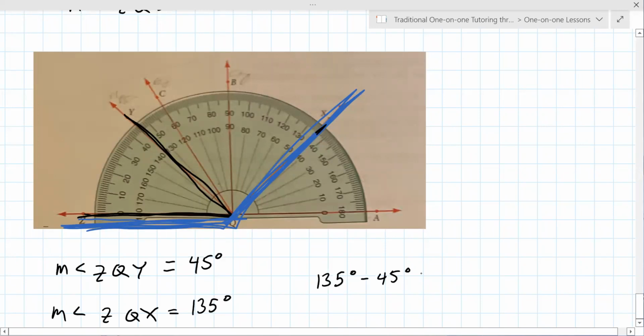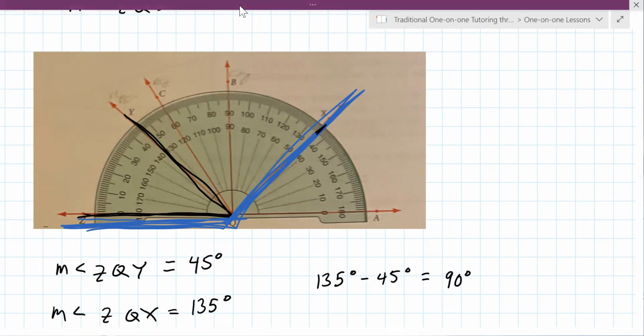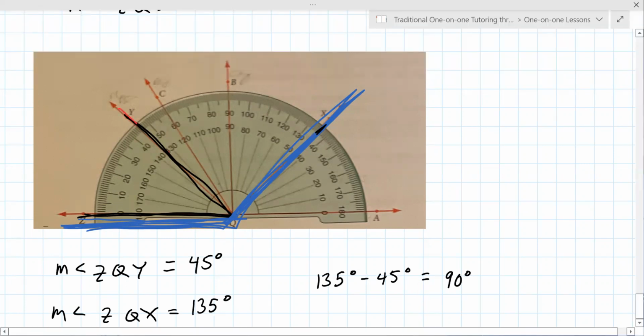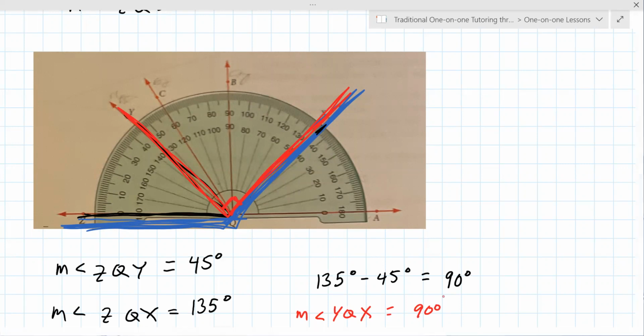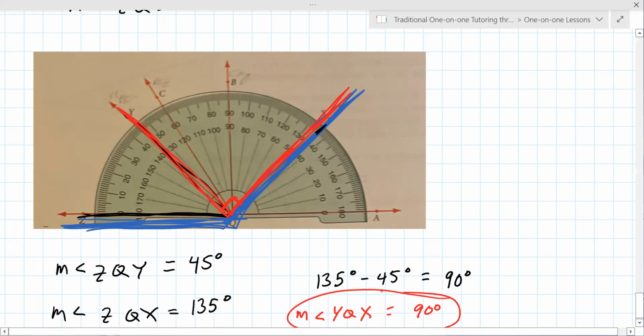What is the difference between them? You should subtract them. Okay, what is that? That right there, it's 90 degrees. So what is between them? Do you see that this is the angle that's between them, this red one? So the measure of angle YQX, or XQY, it's the same thing, is 90 degrees. It's that angle right there. And that's the answer to number 14.